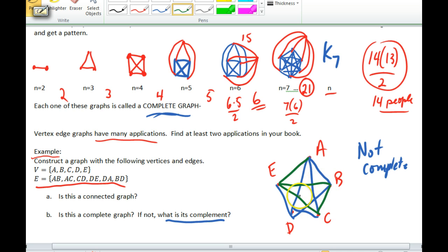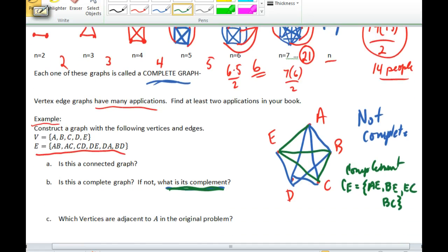Now with this, anything in the green would be part of the complement. So I actually should have a green line here. Anything in the blue would be what we started off with. So the complement is just what do you need to add in order to make it a complete graph. And that's what we have here. So then the complement would be the edges, then I got AE, BE, and then EC, and then BC. Those would be the edges of the complement that we would need.